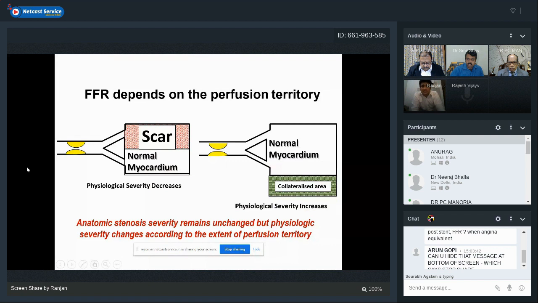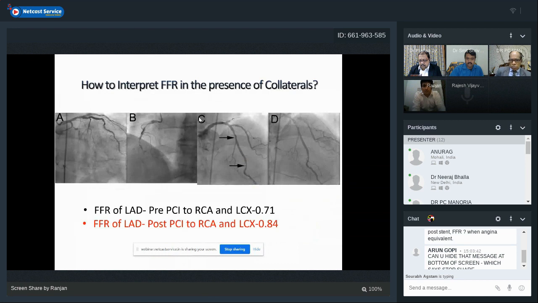So the key message is FFR depends on perfusion territory. Scar, less viable myocardium, FFR is likely to be negative, even though the lesion looks significant. If it is a big territory like a proximal LAD or left main, or when LAD is collateralizing RCA, the lesion might look 50, but the FFR could be positive.